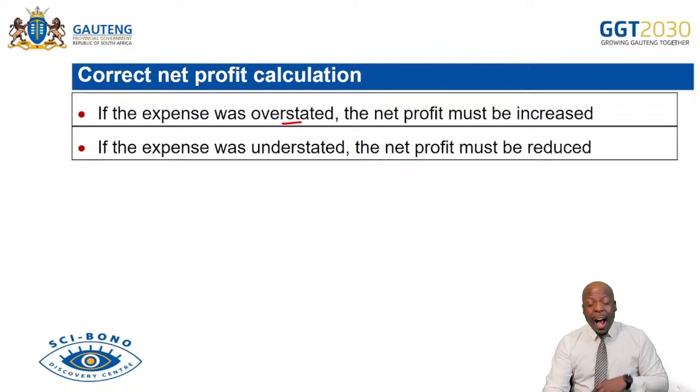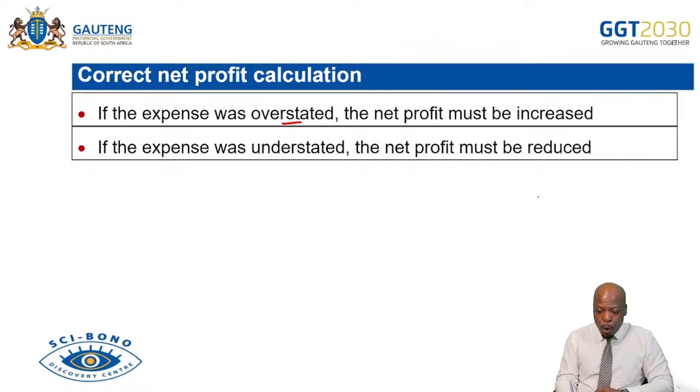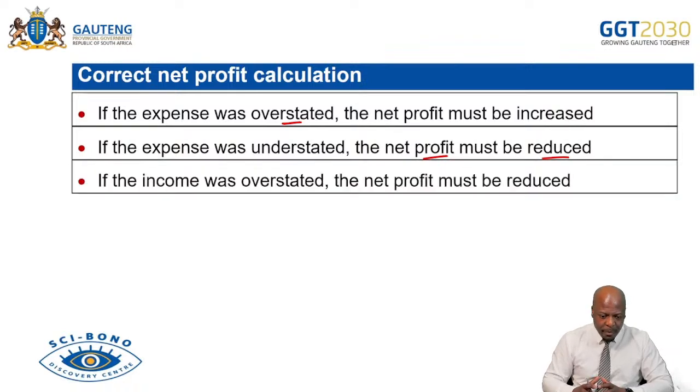If the expense was understated, that means we recorded less of an expense. Less of an expense means more of profit. In order to correct that, therefore, we will need to reduce our net profit. That's the second point. Let's go check the third point.